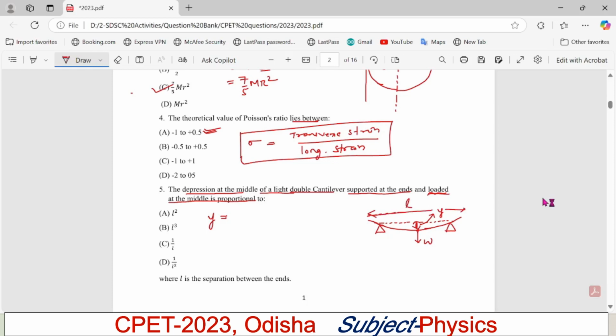Okay, so this depression Y will be W L cube by 48 Young's modulus Y into Ig. Here Ig represents geometrical moment of inertia.